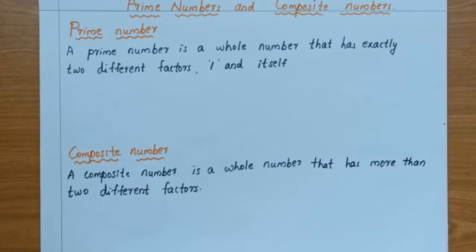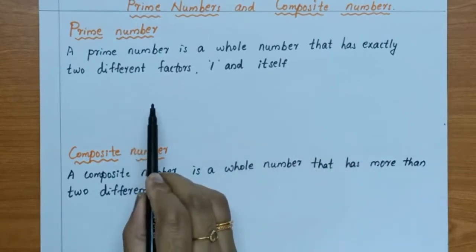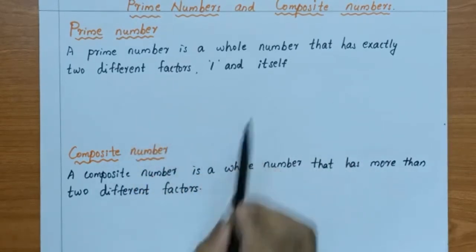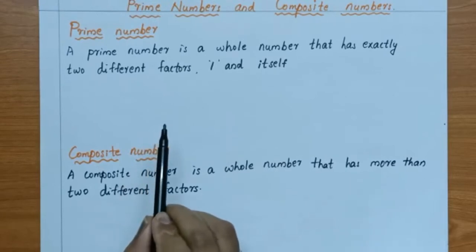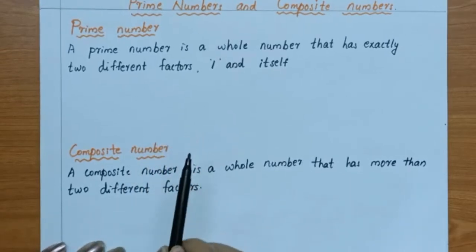It's me, Vinita. Today we are going to learn prime numbers and composite numbers. What are prime numbers? A prime number is a whole number that has exactly two different factors, 1 and itself.